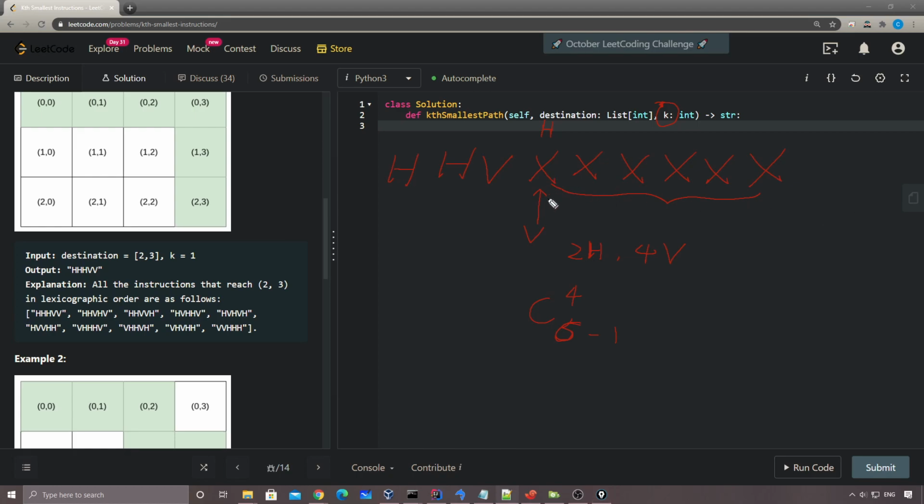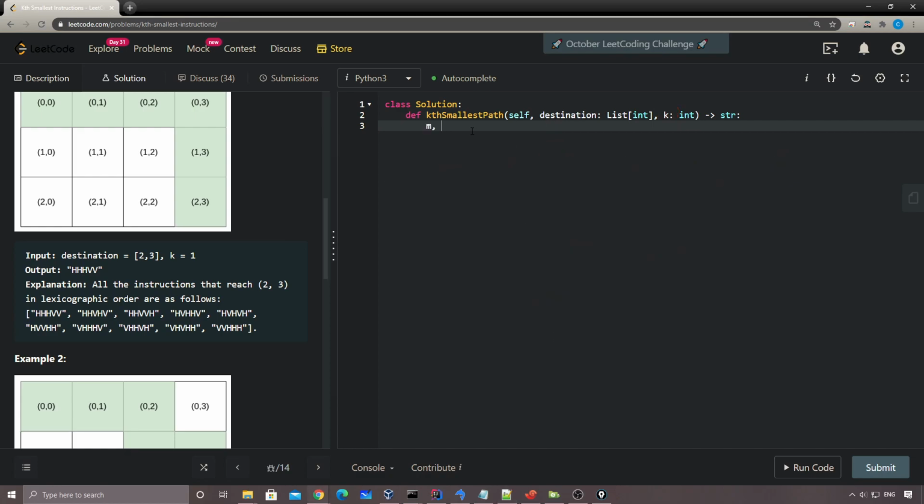Yeah, and after we have put a V here, we'll just subtract that number of combinations starting with H from the K, and we'll keep doing it until we have finished constructing all those instructions. And that's our basic solution here.